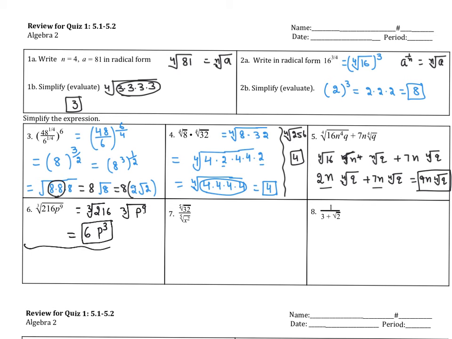You can also do that in this way. You get 6 times 6 times 6. And in this case, you get p to the third, p to the third, p to the third. They make a group of 3 and come out of the radical, and 6p cubed is your answer.